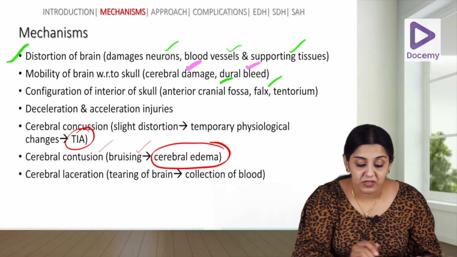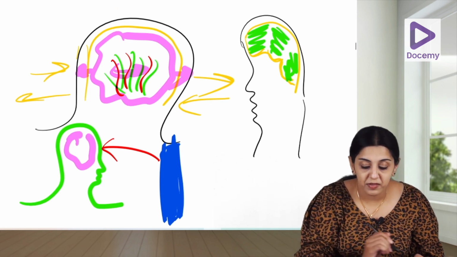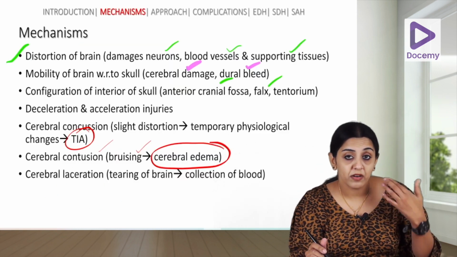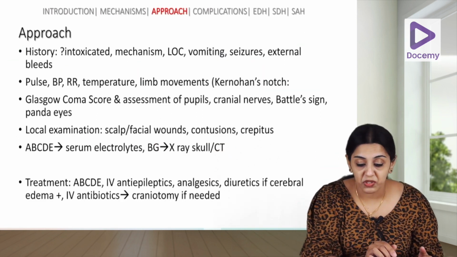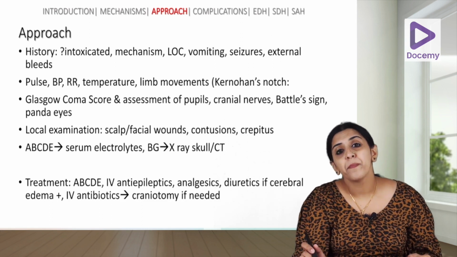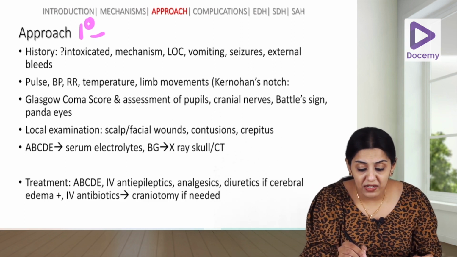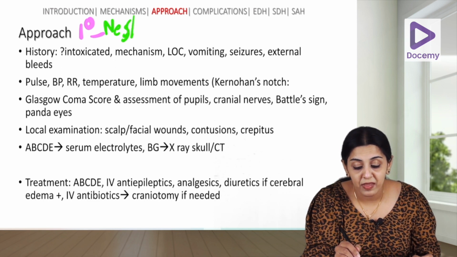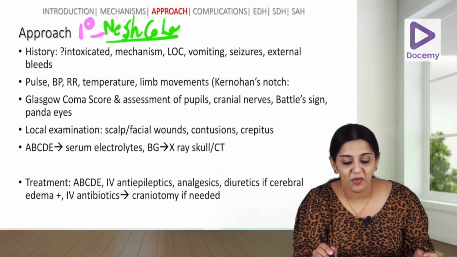Next is cerebral laceration. Cerebral laceration, as the name suggests, is a cut in the brain. So those are the various mechanisms in which the brain may be injured. Now, what is the approach to a patient with a brain injury or a head injury? First of all, there are certain primary injuries for the brain. One is neuronal damage. Then you also have shearing lesions. Then you also have lacerations and contusions. I remember it as like this, nesh kola, whatever it means.